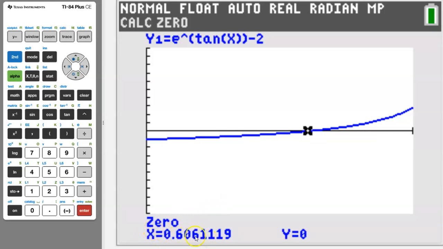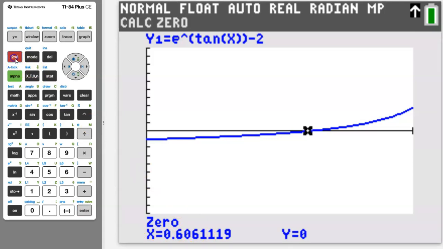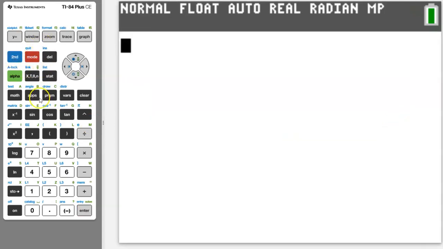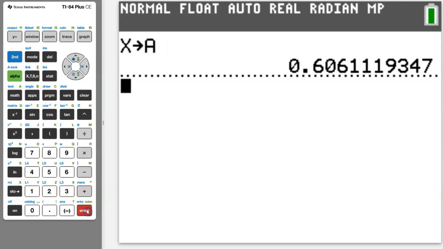Let's store this into a letter of our calculator. So hit second quit and hit the x value and the store button, and I'm going to put this into alpha A. That way, if we need this value later, we will have access to all of these beautiful decimals. But first, let me show you the other way of finding this answer.